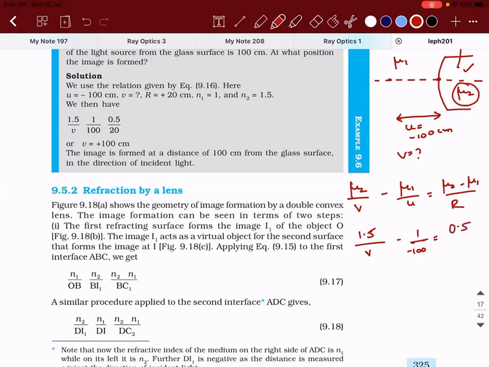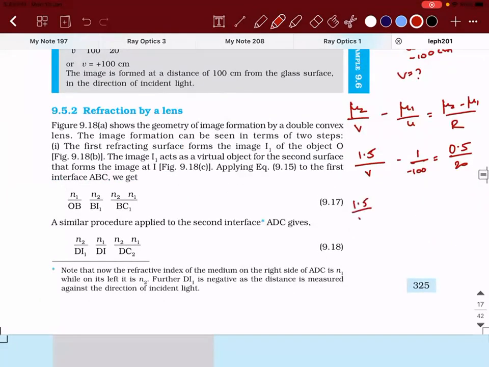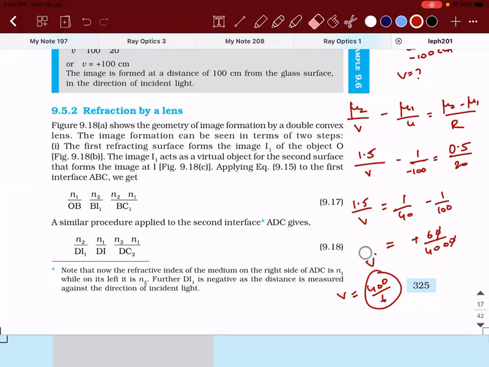Mu2 minus mu1 is 0.5 divided by r, which is 20. So 1.5 divided by v is equal to 1 by 40 minus 1 by 100. So it is going to be plus 60 divided by 4000 is 1 by v. So v will be equal to 400 divided by 6, whatever is the answer. There's 1.5 left, I made a mistake. So it is 3 by 2v.